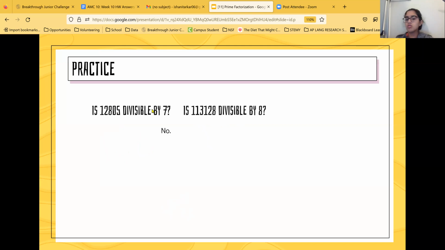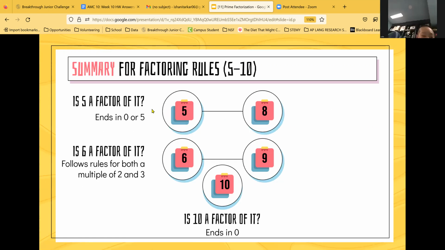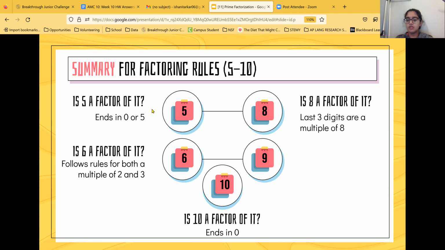Is 113128 divisible by 8 in the chat? And if you want me to go back or re-explain anything. Yeah, can you go back again? I forgot what you do if it's not 7. Okay, yeah. So for 8, what you would do is take the last 3 numbers of it and take that number, whatever it is. And if that's a multiple of 8, then 8 is a factor.